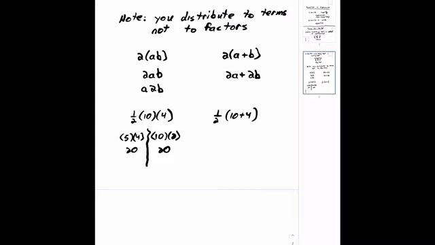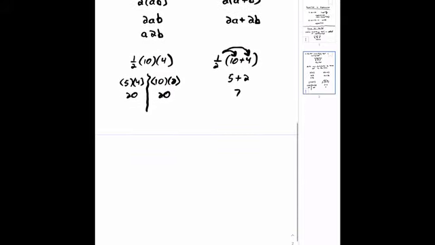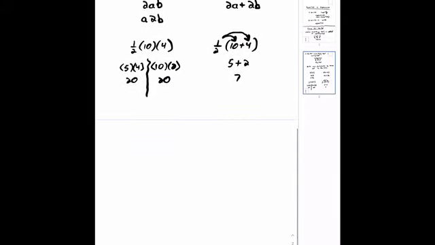So you take the half and multiply it by the 10, then you take the half and multiply it by the 4. Again, really what you do is probably go 10 plus 4 is 14 times the half is 7. But if you're going to multiply by the half first, you get 5 plus 2, which is 7. Okay? So again, you distribute to terms, not to factors. So that's one reason why you want to know the difference between terms and factors.